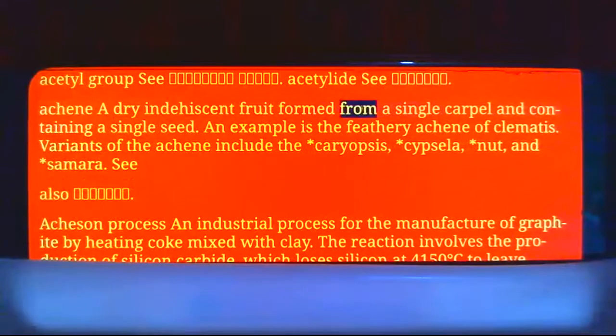Achene, a dry indehiscent fruit formed from a single carpel and containing a single seed. An example is the feathery achene of Clematis. Variants of the achene include the caryopsis, cypsela, nut, and samara.